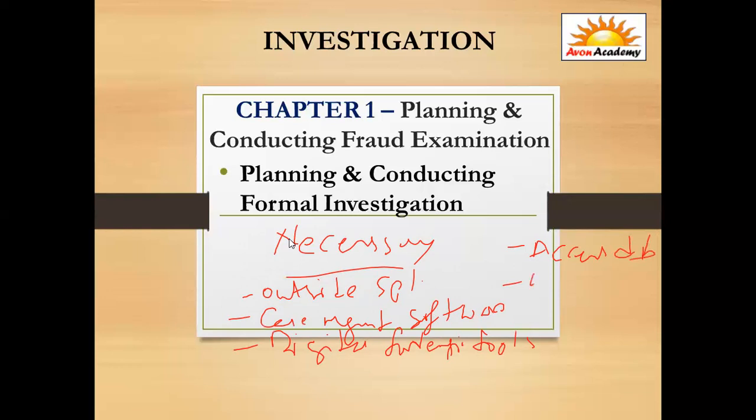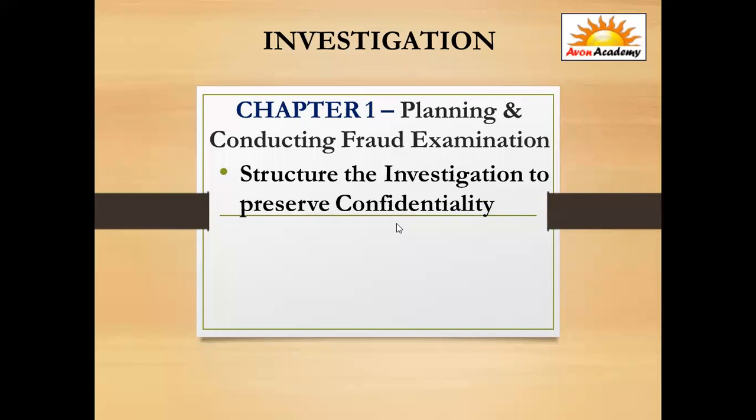Then who will be involved, and whom do you need to notify? The key people, the decision makers in the organization. In general, it is not good practice to alert all organization employees. Only the few who need to be informed should be kept in the loop. So what is the structure of the investigation to preserve confidentiality? First, like we just discussed, you need to avoid alerting everyone, especially the suspected offender or fraudster.